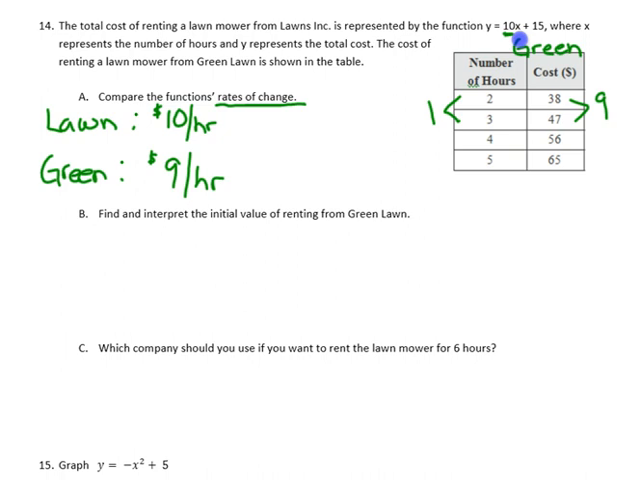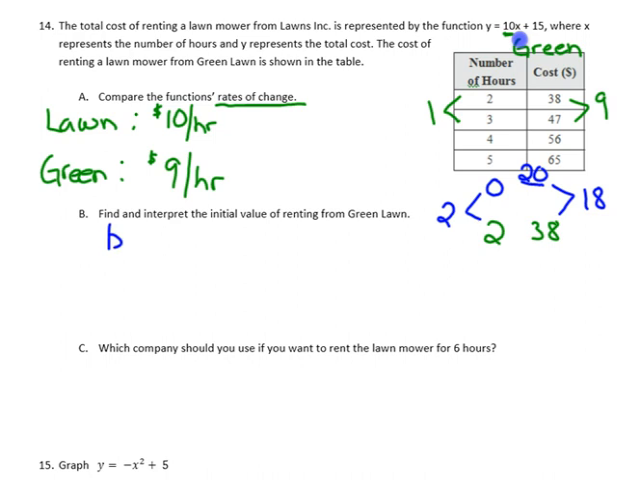Find and interpret the initial value of running from green lawn. So I have to do my pattern backwards. Right? We've done this before. I'm going to just rewrite it over here. So if I start at 2 and I need to go backwards to 0, well, if I'm going up, every one I go up over here, I'm going up by 9, which means every 2 I'm going up, it's 18. So what plus 18 gave me 38? 20.